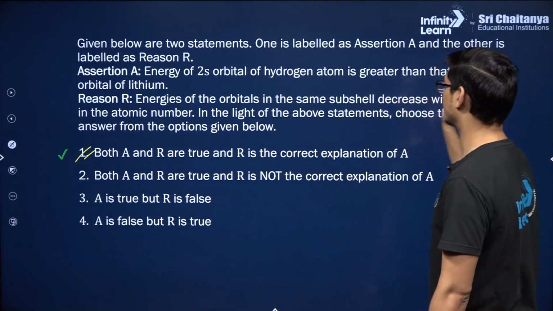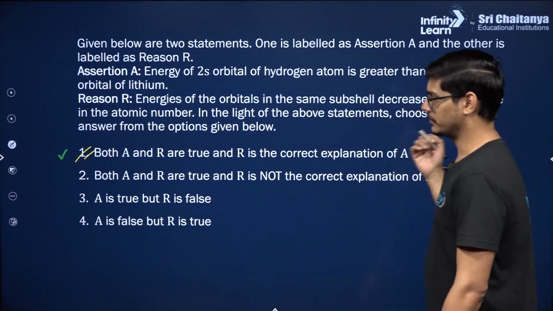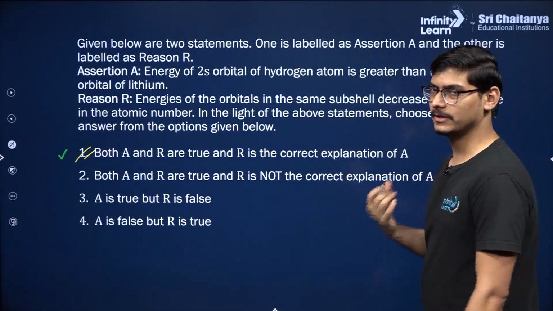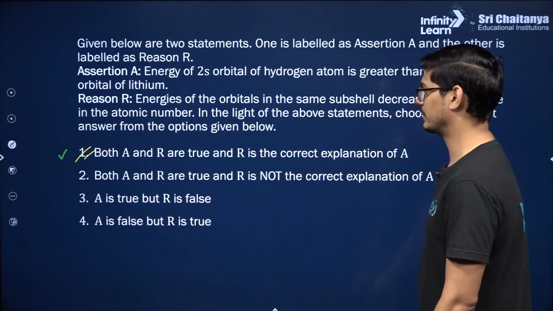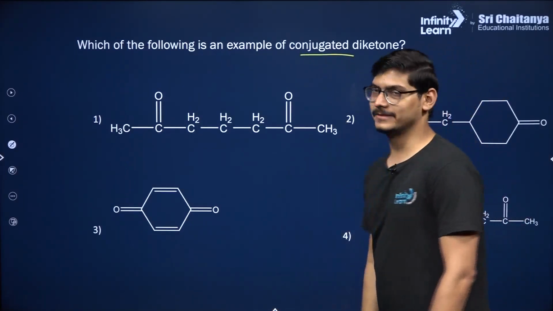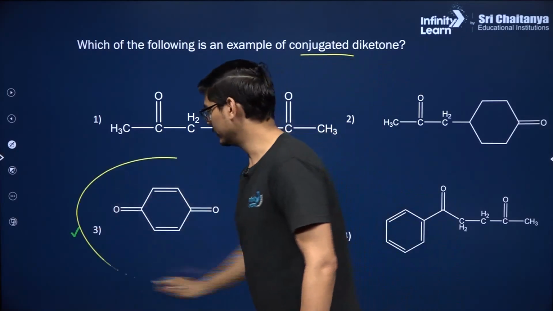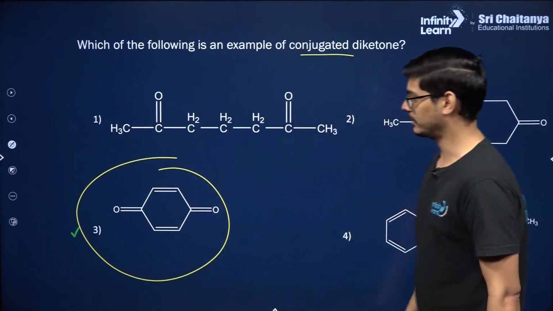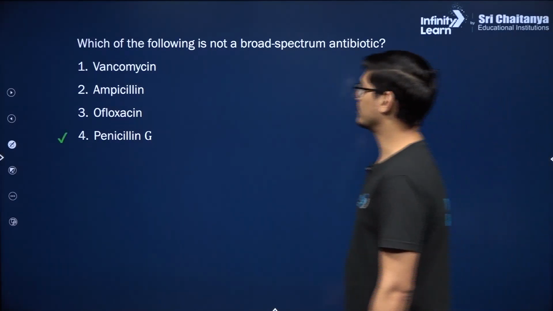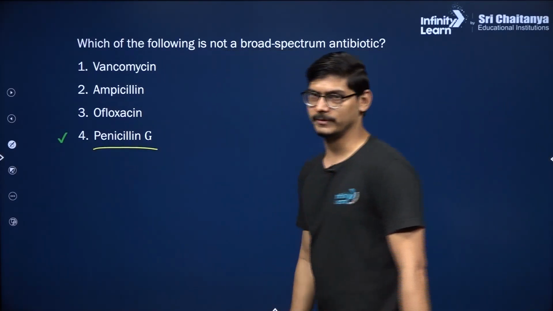Energy of 2s orbital of hydrogen is greater than that of the 2s orbital of lithium. This is because as the atomic number increases, the nuclear attractive force increases and the energy of the electron decreases. Which of the following is an example of conjugated, alternate single and double bonds, which is in this ketone we can see double, single, double, right? Which of the following is not a broad spectrum antibiotic? Penicillin G. Memory based question.